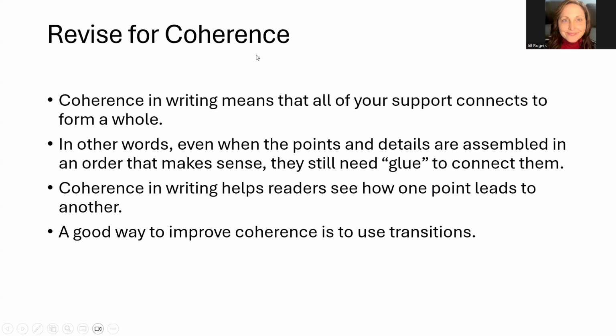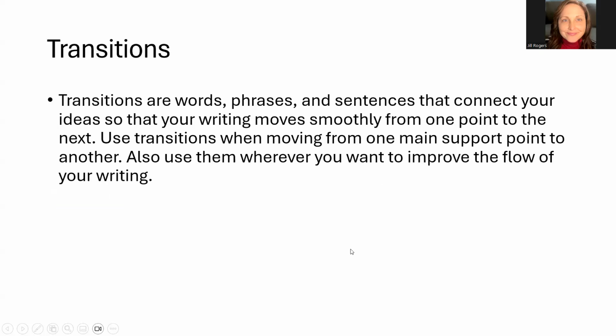Another thing you need to revise for is coherence. Coherence in writing means that all your support connects to form a whole. In other words, even when the points and details are assembled in an order that makes sense, they still need glue. Okay. They need to get them together. So what is our glue? Transitions. Okay. So coherence in writing helps readers to see how one point leads to another, and a good way to improve coherence is using transitions.